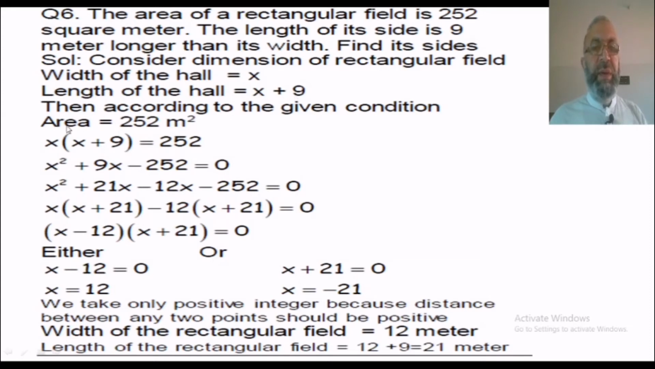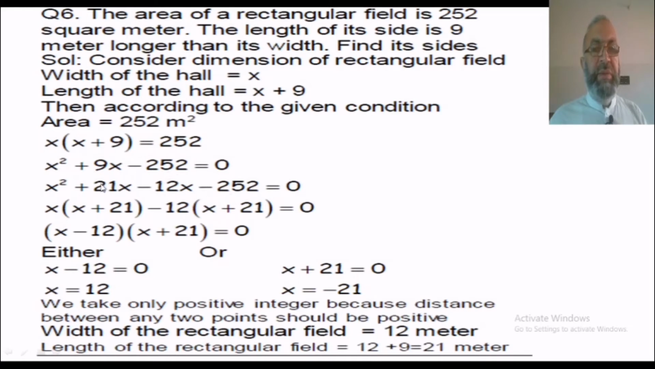Rectangular field. Then according to the given condition, the area given is 252 square meter. So according to the condition, area is width multiplied by length. So x into x plus 9 is equal to 252. Simplifying this condition, we get x square plus 9x minus 252.